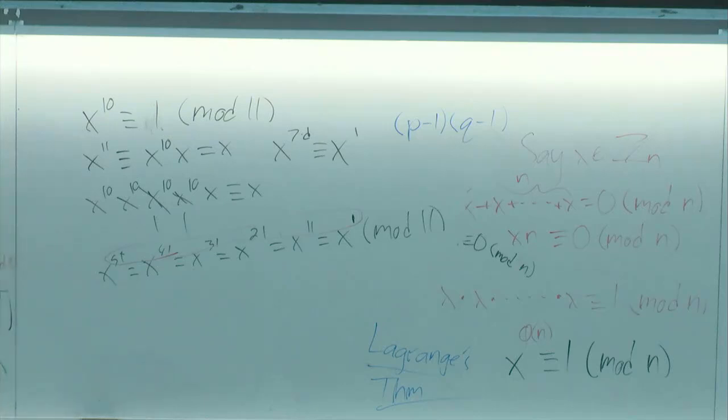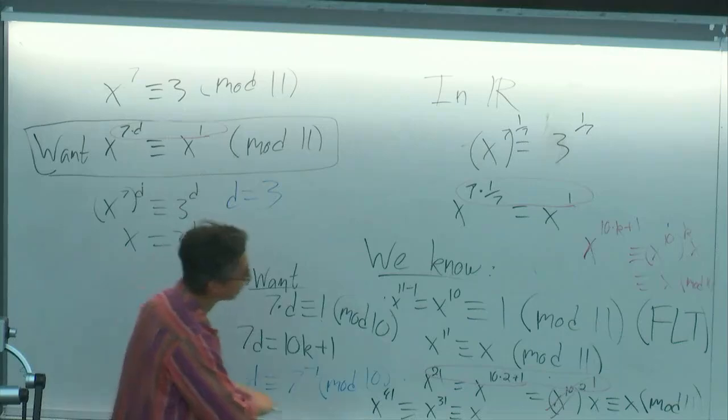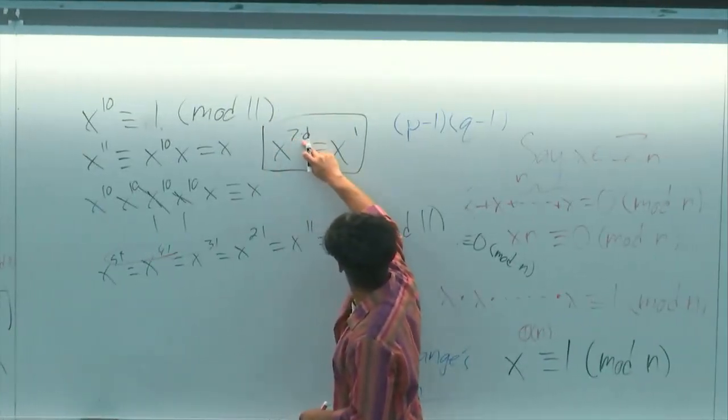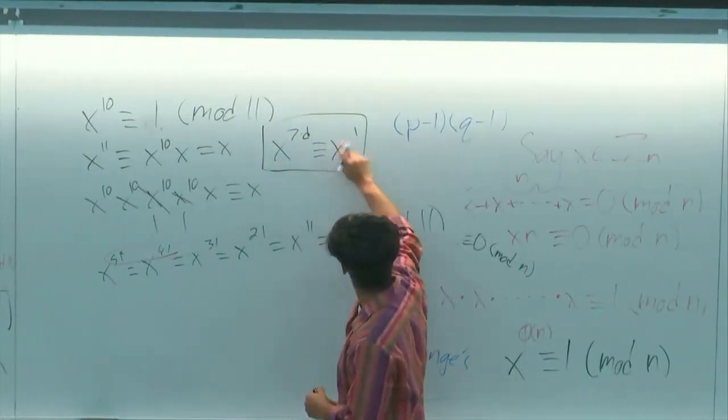Weird. So let's just finish this and see if we can make sense of it. Let's solve it. So we want this to be true. X times 7 to the d, 7 times d is congruent to that.